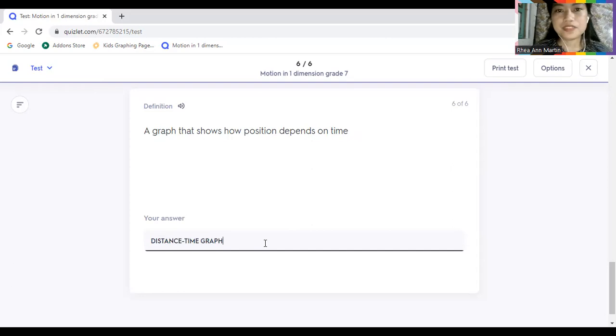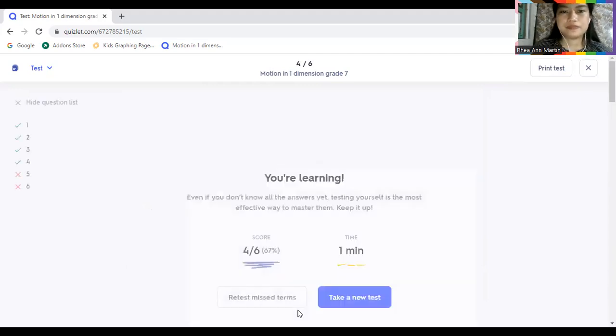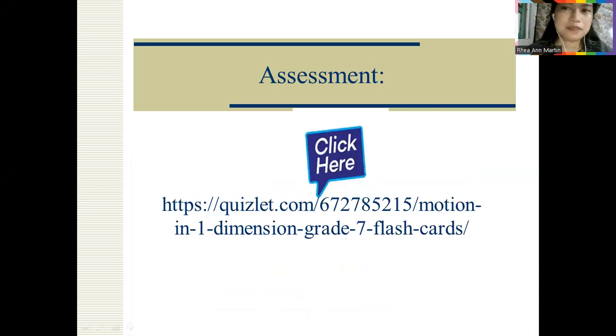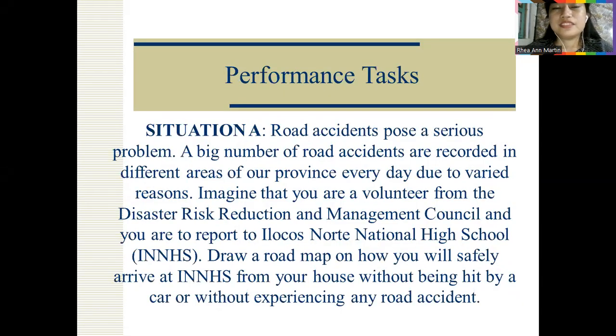Okay. So, at the end of the test, makikita niyo po yung results and the time you took the test. At pwede niyong i-retest yung miss item nyo. So, let's go back. Hope na makuha nyo lahat yung item test. So, I will monitor your result afterwards. So, please access the link, ha? And then I will monitor your results.